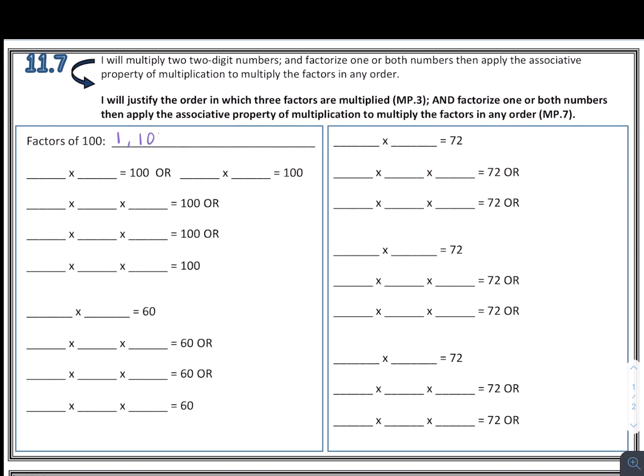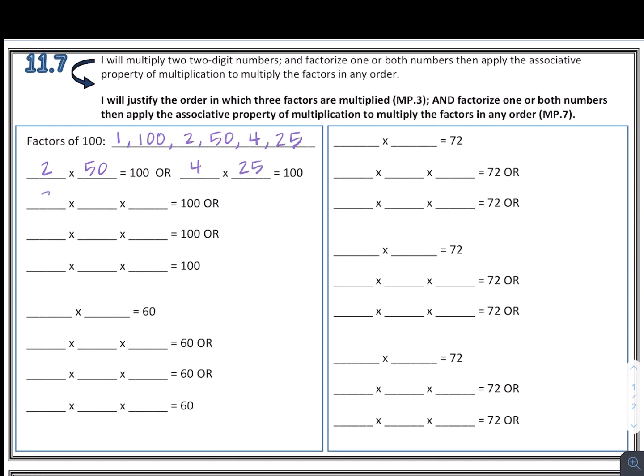Factors of 100: 1 times 100, 2 times 50, or 4 times 25. And there are many other factors. So I can write it also as a multiplication equation, 2 times 50 equals 100. Or taking another one of the examples from above, 4 times 25 equals 100.